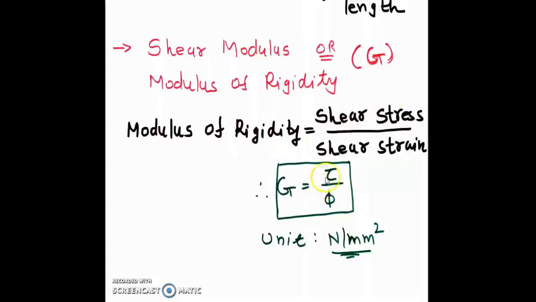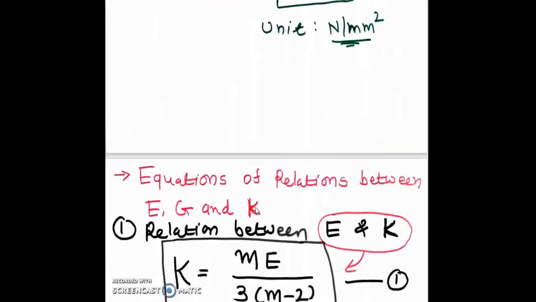The symbol of shear stress is tau. The symbol of shear strain is phi. Then capital G is equal to shear stress upon shear strain. It is defined as the ratio of shear stress to shear strain. The unit of shear stress is Newton per mm square. Shear strain has no unit, so the unit of shear modulus is Newton per mm square.